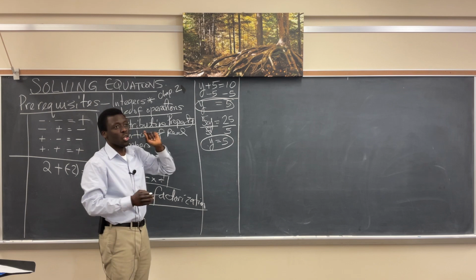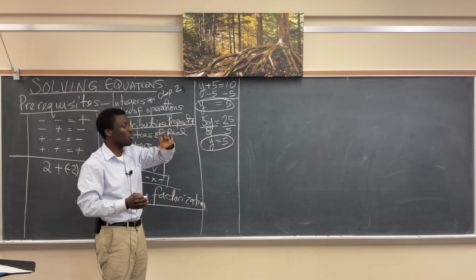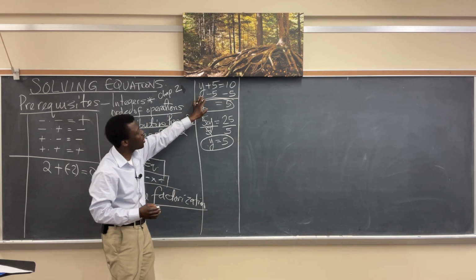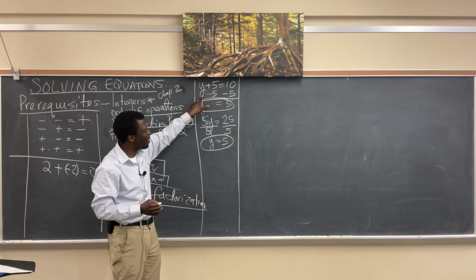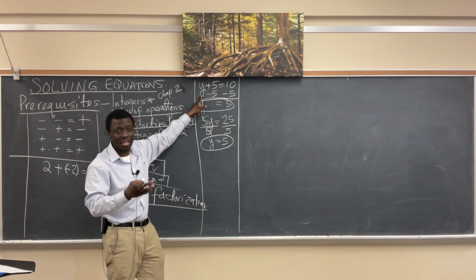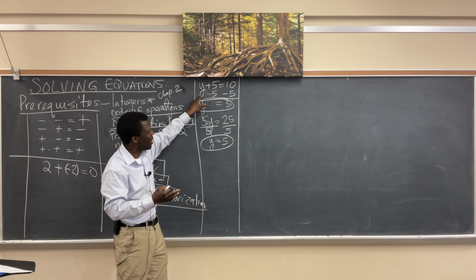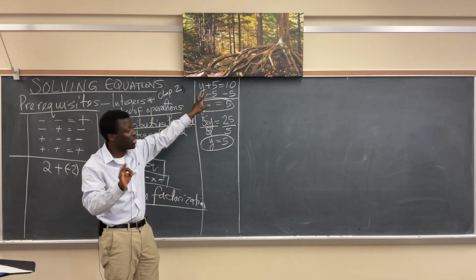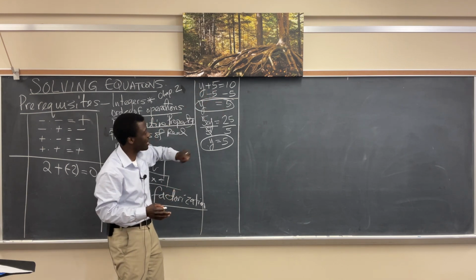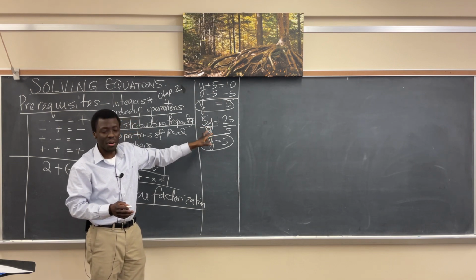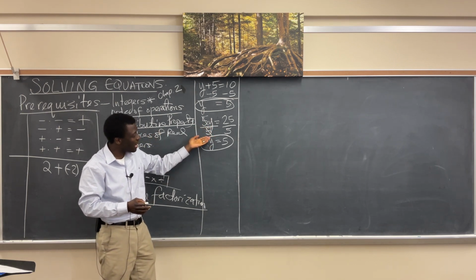One-step equations, you add or you subtract or you multiply or divide depending on what the relationship between the variable and the thing is, right? So like the variable here and this number, what's their relationship? Addition. So we subtracted 5 from both sides. The variable and the number here, what's their relationship? Multiplication. So we divided both sides by 5.